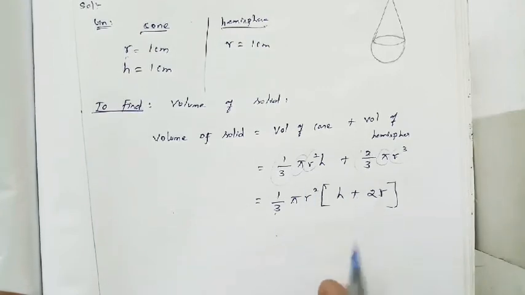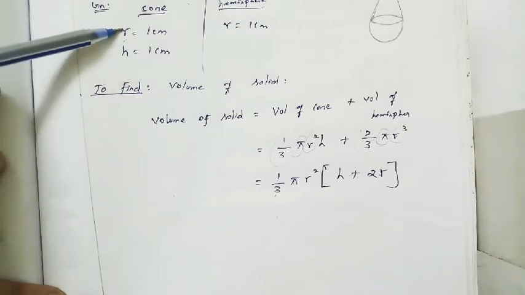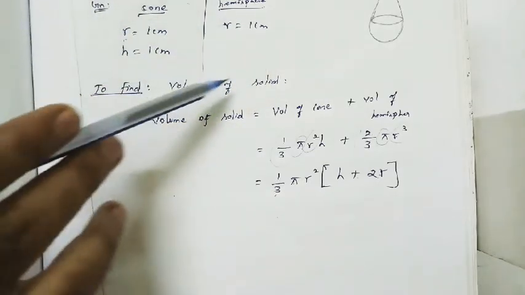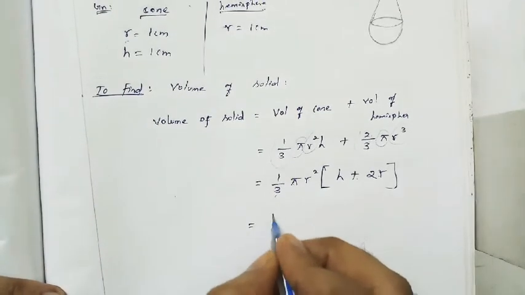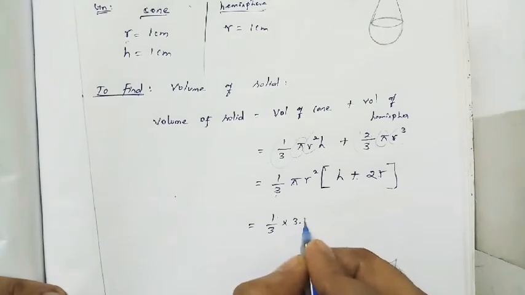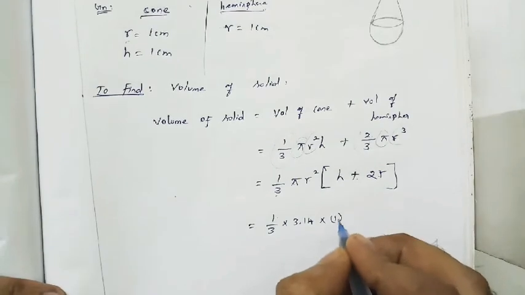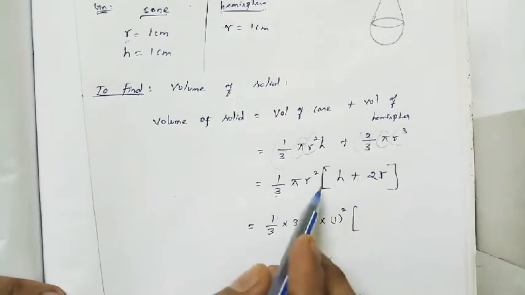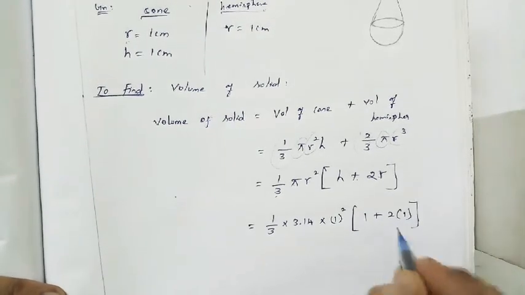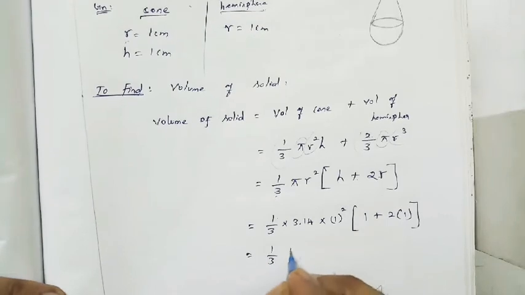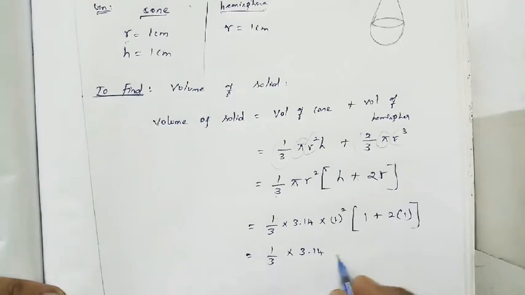Now you can substitute the values and simplify. It will be very easy. See that the height and radius are 1 centimeter, not in the form of multiples of 7, so better you go for pi equal to 3.14. So 1 by 3 into 3.14 into r, which is 1 centimeter, so 1 square, into, open the bracket, h is equal to 1 centimeter, 1 plus 2 into 1. Simplify: 1 by 3 into 3.14 into 1 square, which is nothing but 1 only.